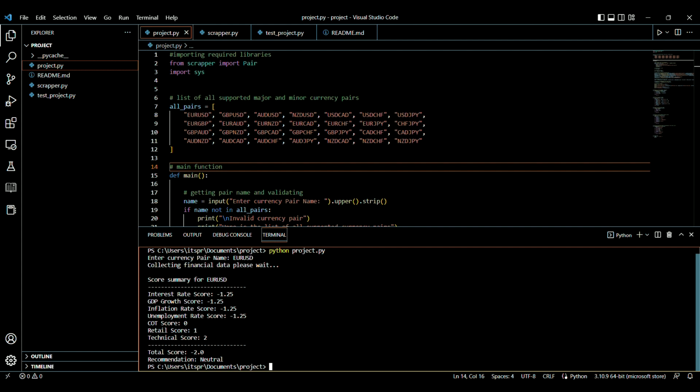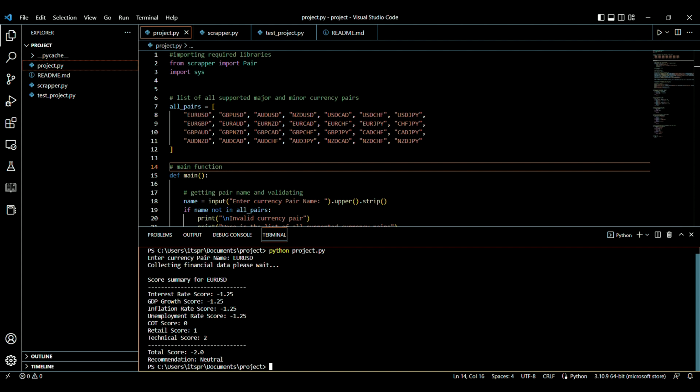So as we can see, we have interest rate score is negative because the dollar has a higher interest rate in comparison to the euro area. And GDP growth is also higher in the US right now. Inflation is lower in US, that's why we are getting a minus here. All these four factors are signs for buying dollar and selling euro.